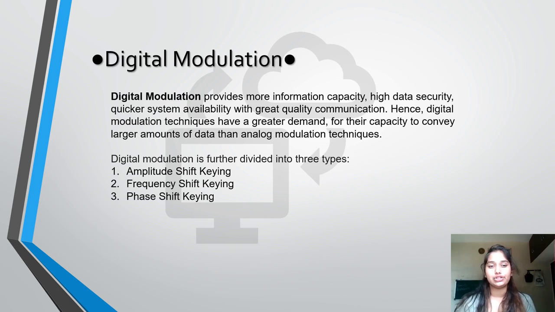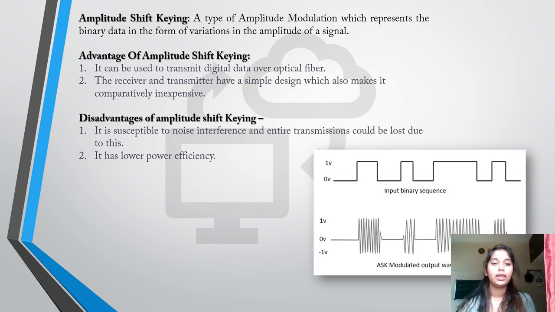What is digital modulation? Digital modulation provides more information capacity, high data security, and quicker system availability with great quality communication. Hence, digital modulation techniques are in great demand for their capacity to convey a large amount of data compared to analog modulation techniques. Digital modulation is further divided into amplitude shift keying, frequency shift keying, and phase shift keying. What is amplitude shift keying? It is a type of amplitude modulation which represents binary data in the form of variation in the amplitude of the signal.